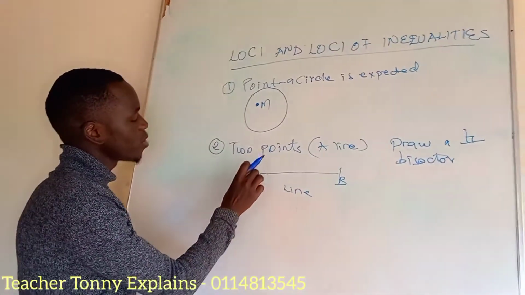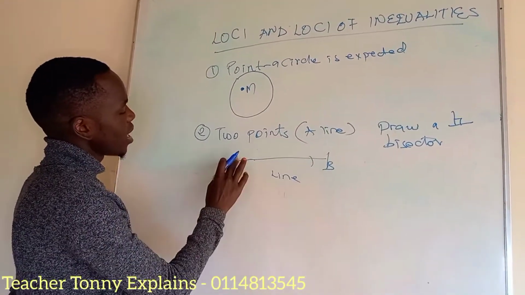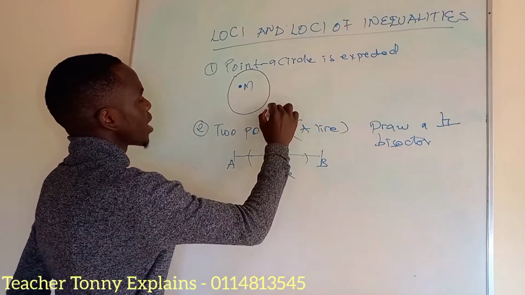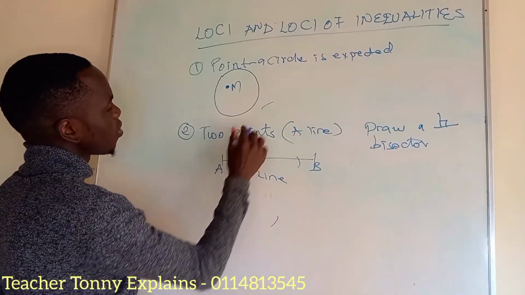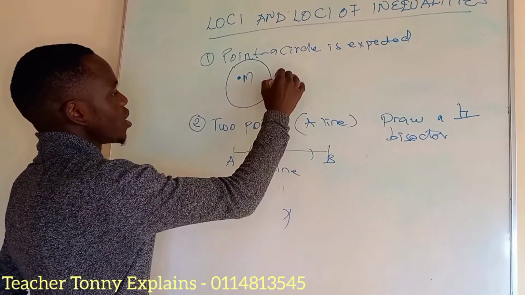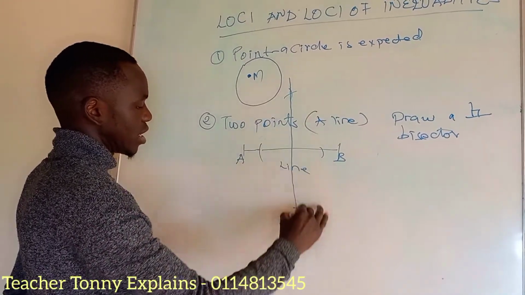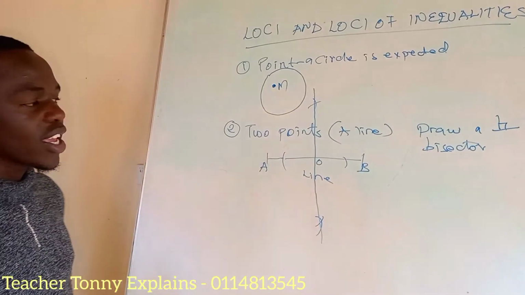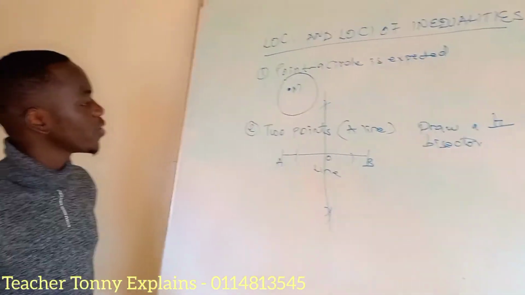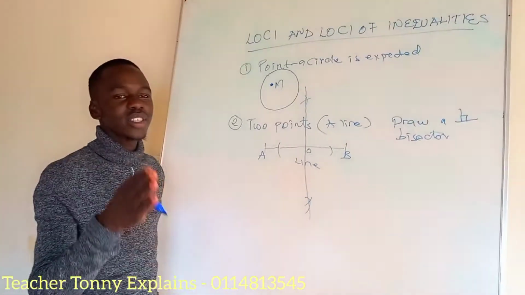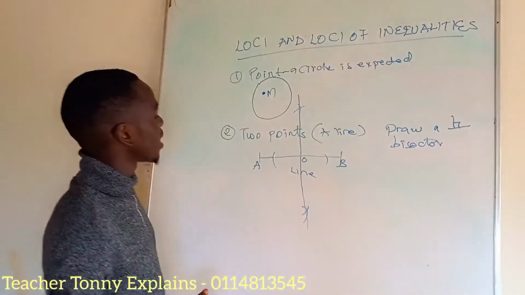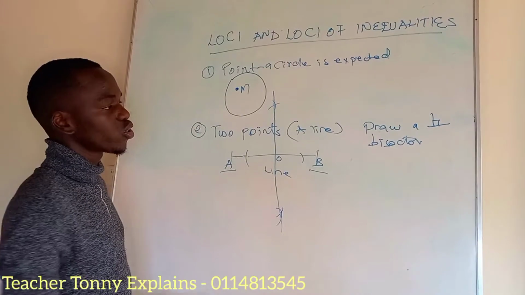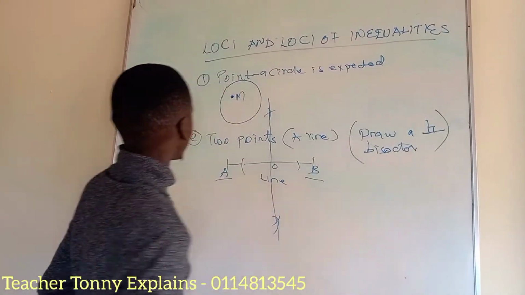Stand at point A with your pair of compasses, make an arc. At point B, make an arc. And then stand at this point to make an arc, this point to make an arc, and then you draw a straight line. So maybe point O is the midpoint of A and B. So when you are asked to find the locus of all points that are equidistant from 2 points, A and B, what you are expected to draw is a perpendicular bisector.